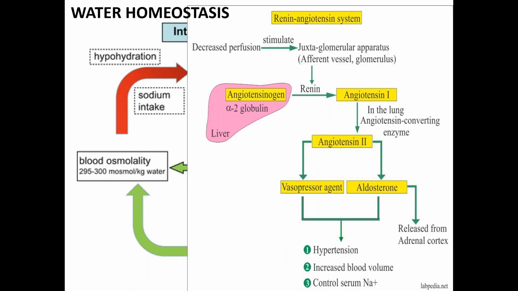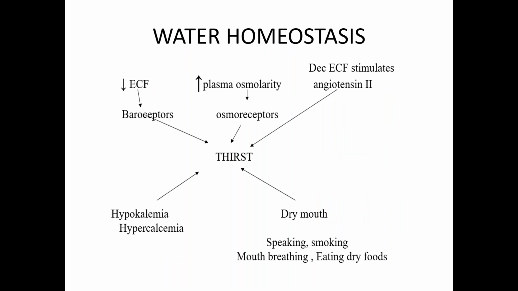Similarly, we have the RAA axis. In case there is a perfusion abnormality because of low blood pressure or whatever be the stimulus, it will cause stimulation of the RAA axis, increase the aldosterone, and thereby increase the sodium absorption. So now we know any change in the osmolarity, any change in the blood pressure, any change in the tonicity, it affects the homeostasis of both the water and sodium, and they both work concomitantly. They cannot be evaluated independent of each other.